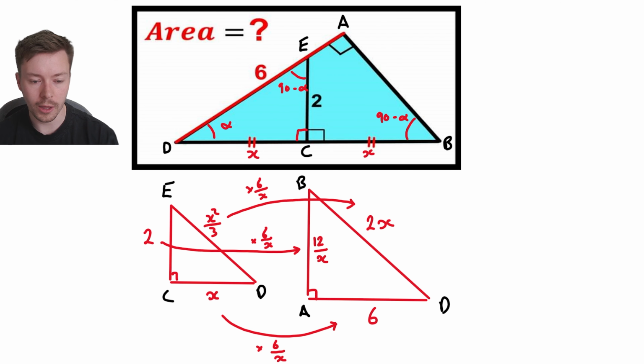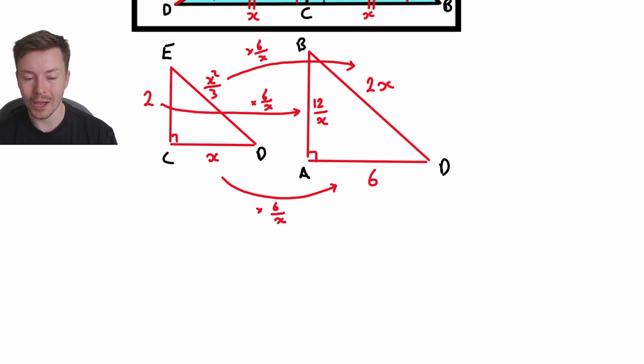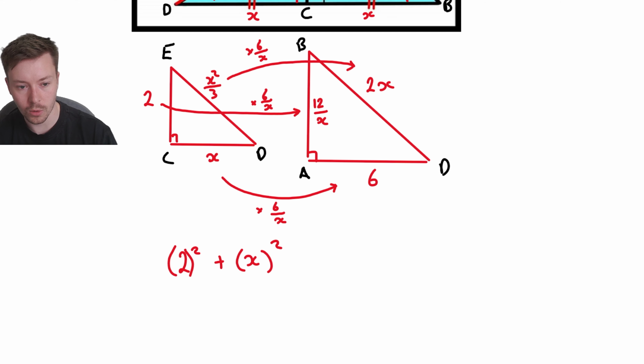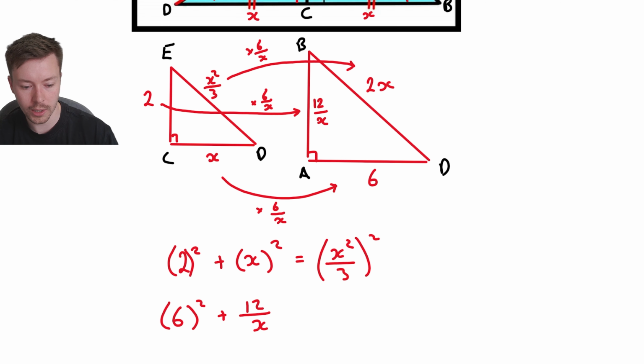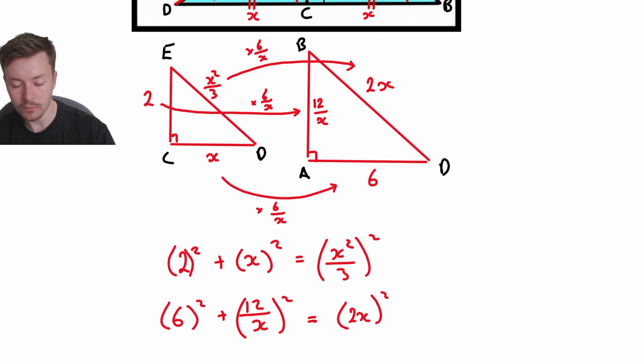Now, because these are right-angled triangles, I can also use Pythagoras, which is the key bit, because at the moment they've still all got x's in. So I'm going to look at this smaller triangle, CED, and do 2 squared plus x squared is equal to x squared over 3, all squared. And for the larger triangle, I've got 6 squared plus 12 over x all squared is equal to 2x all squared.